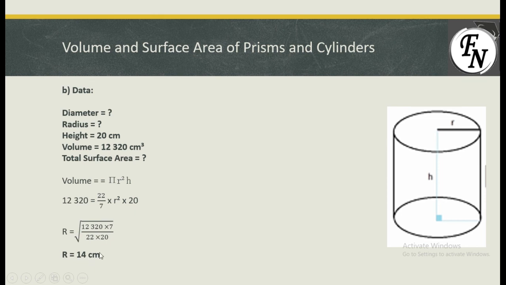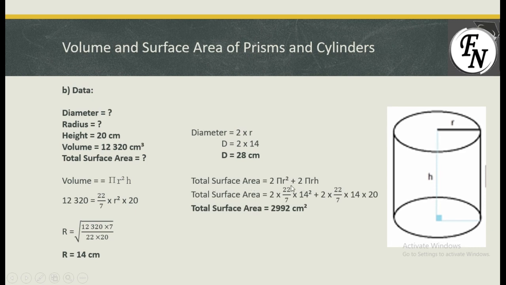the previous part. After that, we will multiply the radius by 2 to get the diameter, that is 28 centimeters, and then we will be using the formula of total surface area, and we will be plugging in all the values, that is radius is 14 and height is 20. So we substitute all these values along with pi, that is 22 over 7, and using BODMAS, first taking the square, and then multiplying, and then we will add both the values to get this answer of 2992 centimeters square.